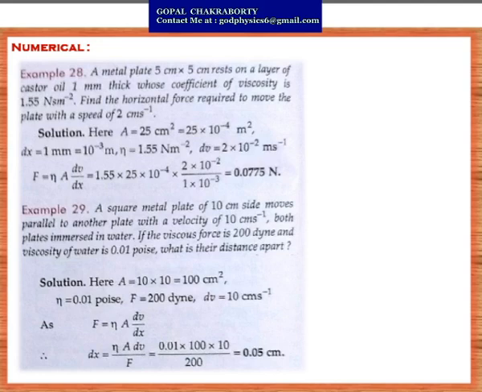Substituting now all the values, that is 0.01 into 100 into 10, whole divided by 200. So that actually makes the dx value 0.05 centimeter. So this is the required distance.